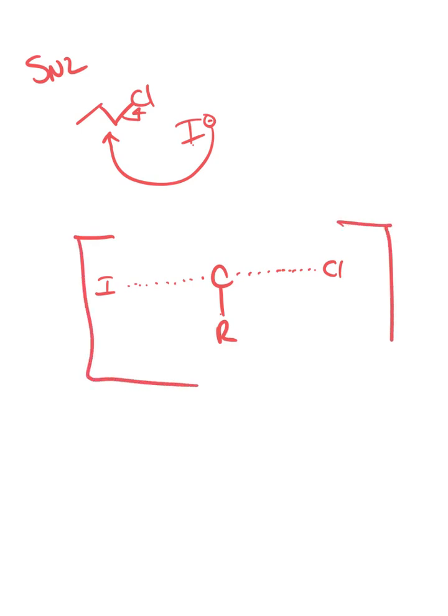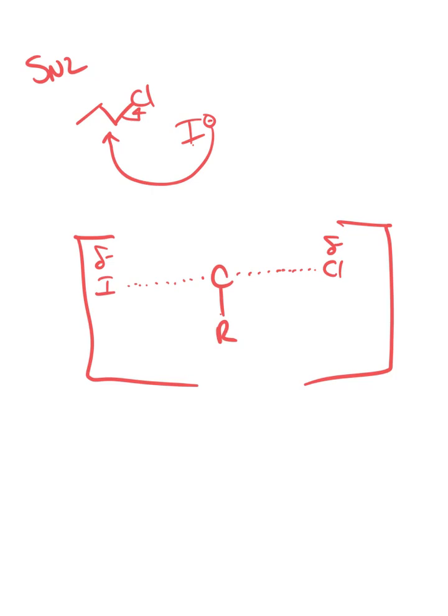Now, the charge on the chloride when it leaves is a negative. The charge on the iodide as it's coming in is a negative. So both of these are partial negatives. And the carbon is neutral because there are no positive charges in our mechanism. We go directly from the starting material, the alkyl chloride, to the alkyl iodide.